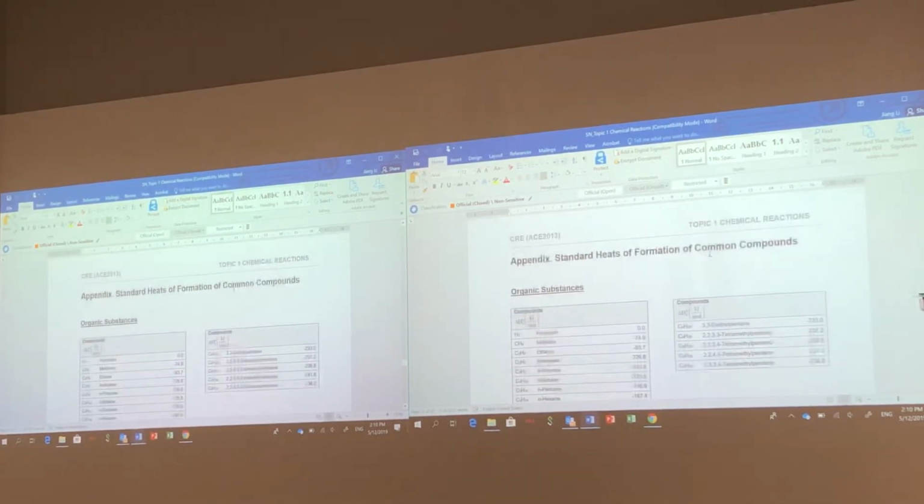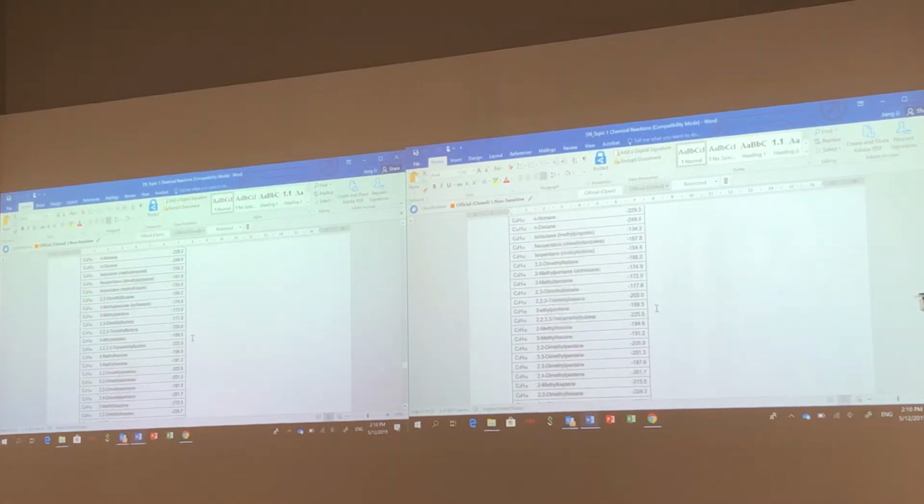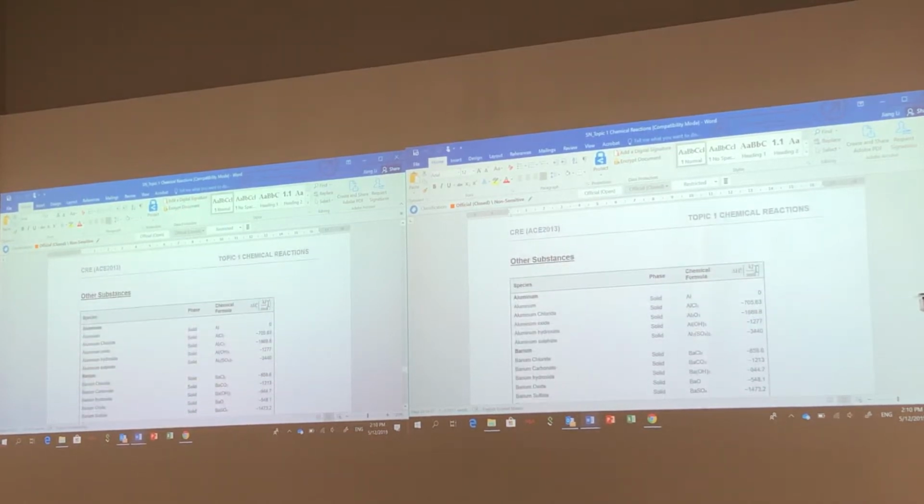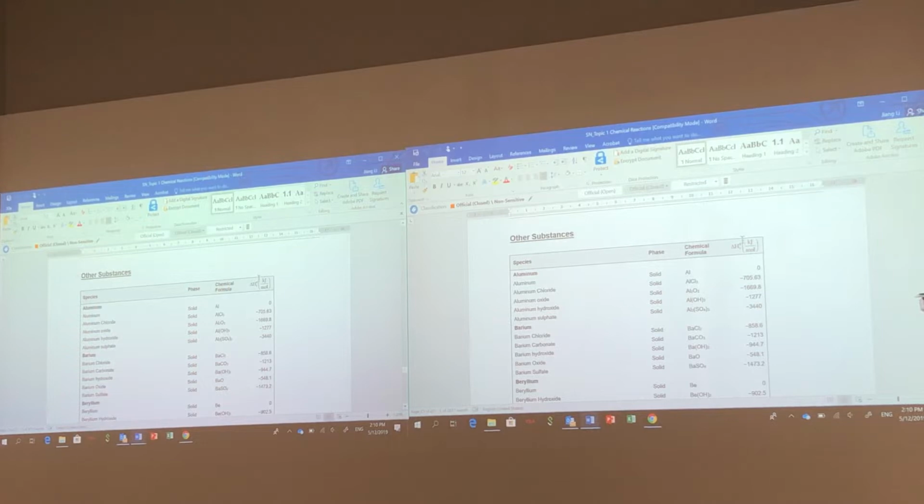So the last part will be, you need to know how to read from this table, right? Never mind, the enthalpy of formation definitely will be given to you. Any questions? So this is for topic 1.